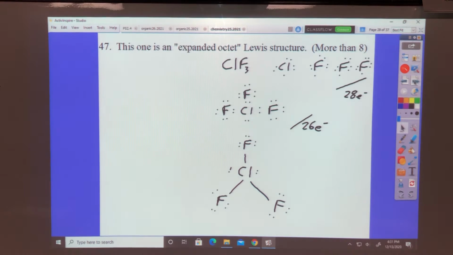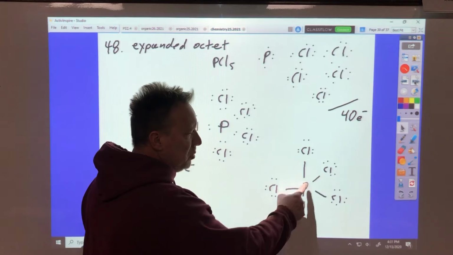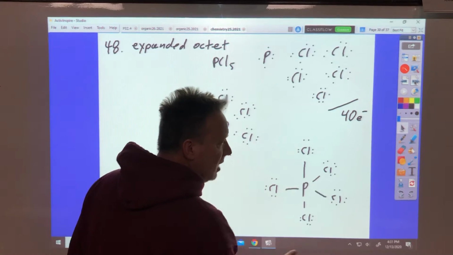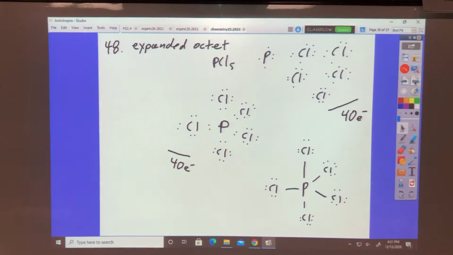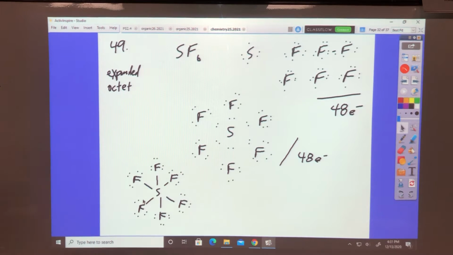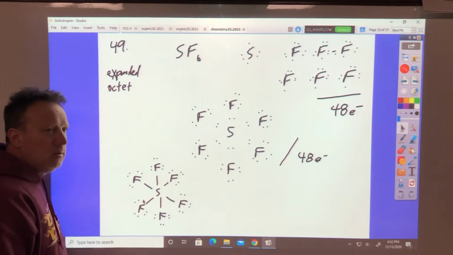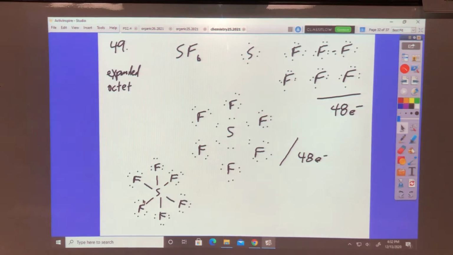Sulfur. Phosphorus could have an expanded octet, 2, 4, 6, 8, 10 once it's done sharing, because phosphorus is in the third row. Here's one where sulfur could have 12 shared pairs, 2, 4, 6, 8, 10, 12, an expanded octet. Maybe you remember seeing those now.